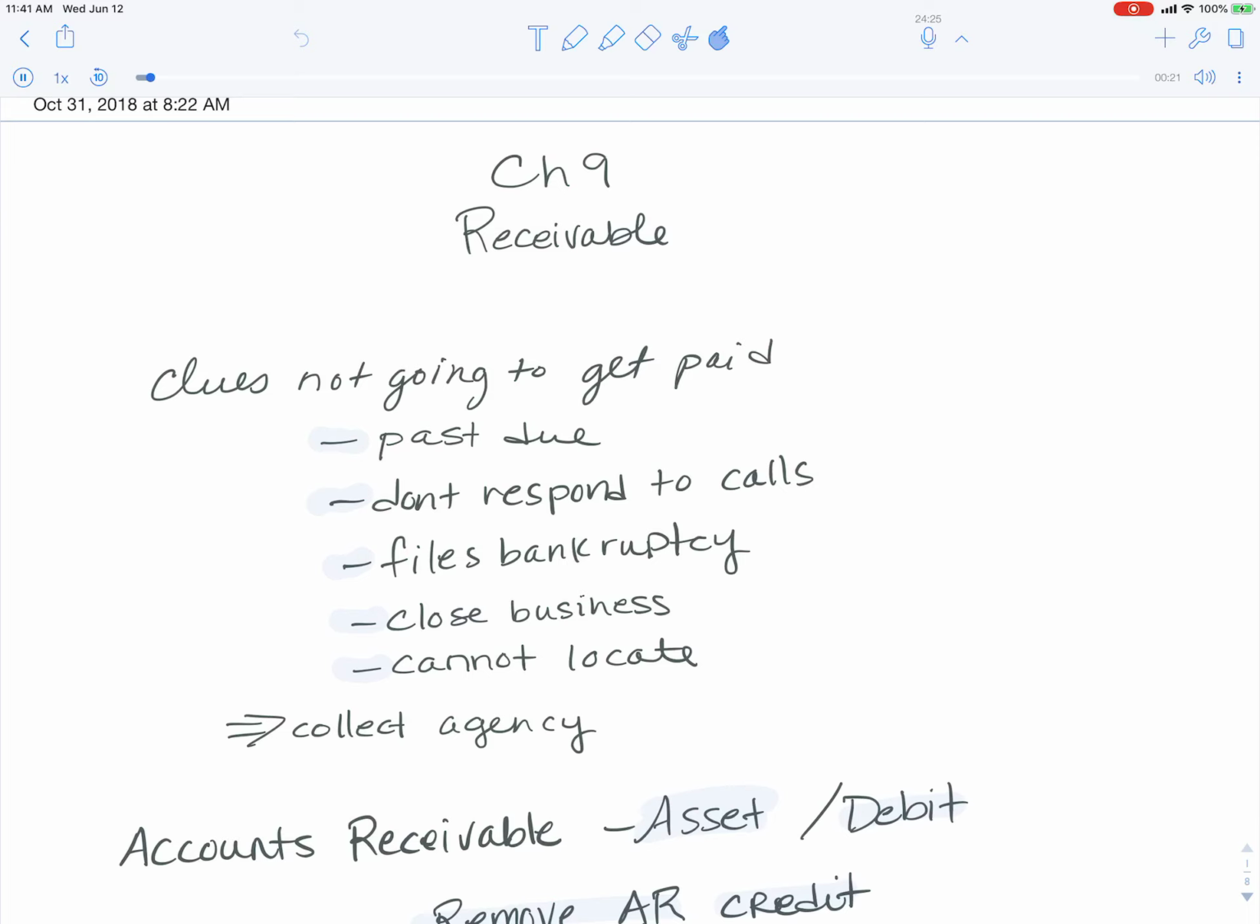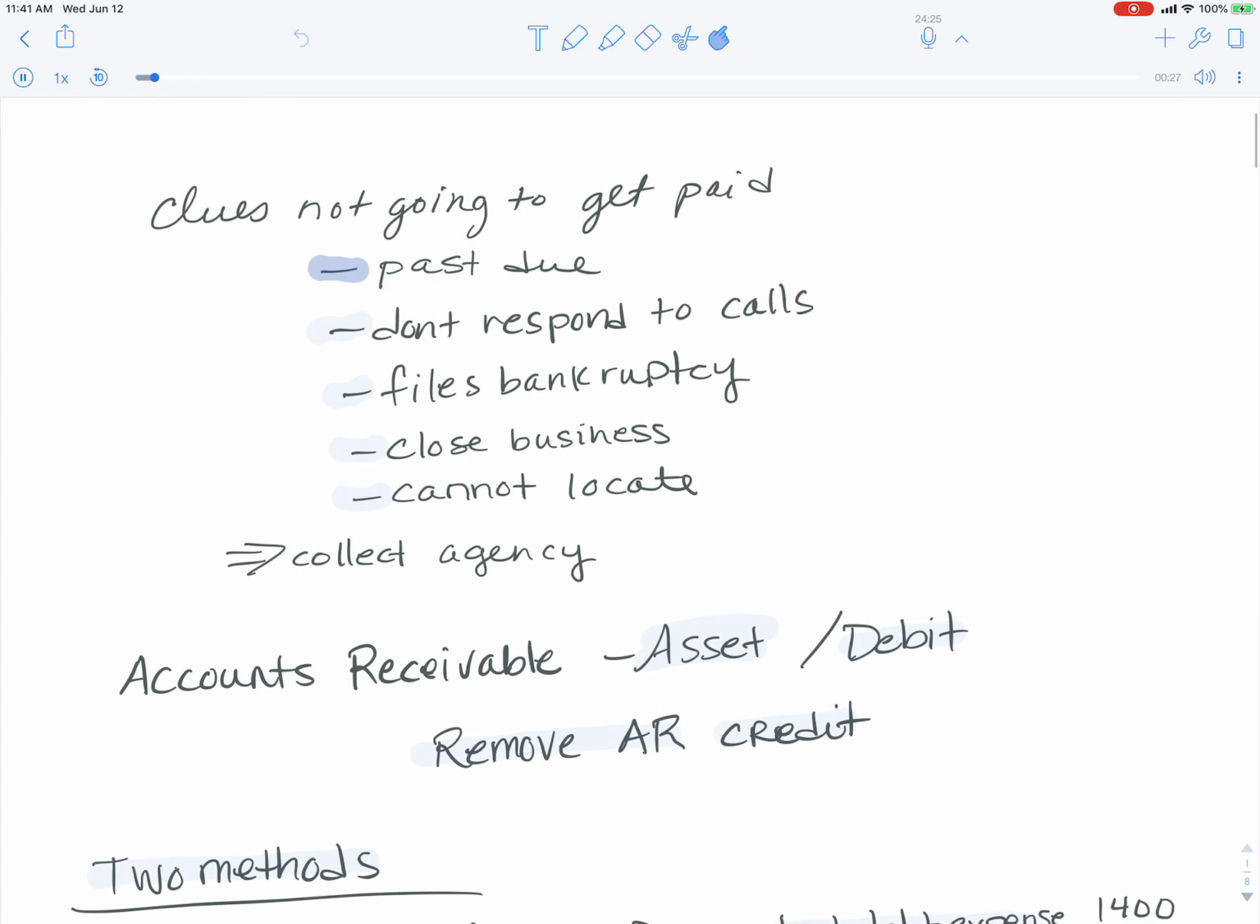And so here are some clues to recognize that you might not get paid. Maybe your customer is past due on their payment, or you try to give them a call and they don't respond to your phone calls, or maybe they file for bankruptcy or close their business, or you're not able to get a hold of them or you can't locate them. And maybe you have to send it to a collection agency.